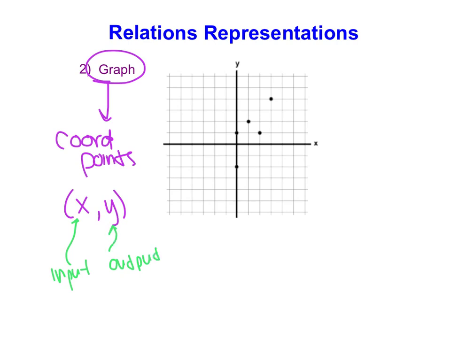So if you look at these different points, this point right here is where x is 0, y is -2. So what this point is communicating is you have input 0 pairing with an output of -2. At this point here, we have the point x is 2, y is 1. So we can see we have the input of 2 pairs with the output of 1. So graphing is our second way of representing a relation.